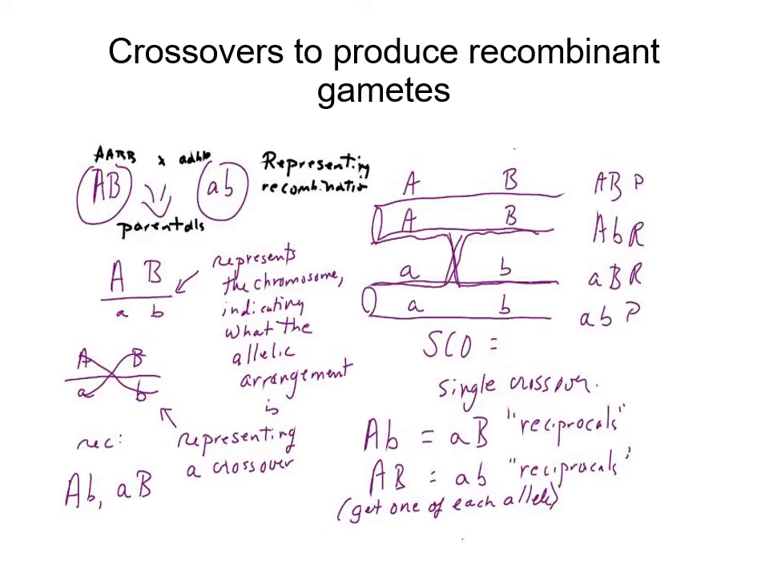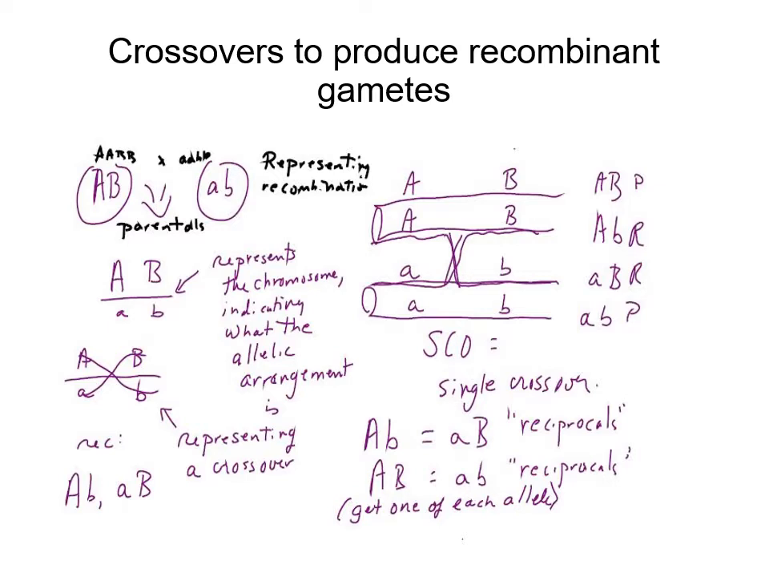So the more convenient way to show this is, again, the big A, big B representing one homolog, the little a, little b representing the other homolog, and the horizontal bar between them indicating the chromosome. And so I've made this little squiggle to diagram what a recombination event would look like, where you have recombinant types forming, big A, little b, and little a, big B. Okay, so that's what a single crossover does.